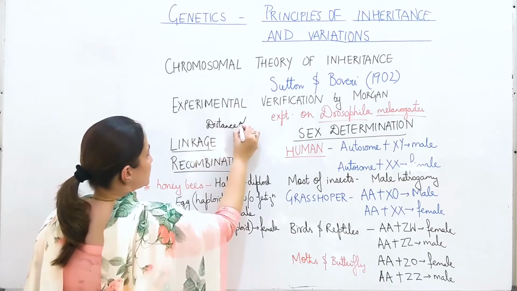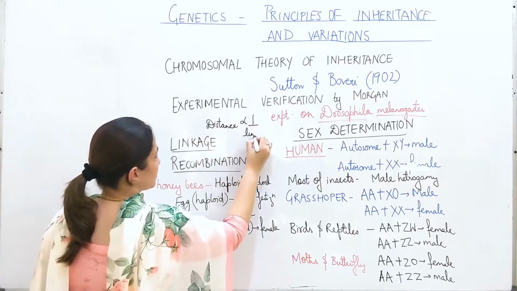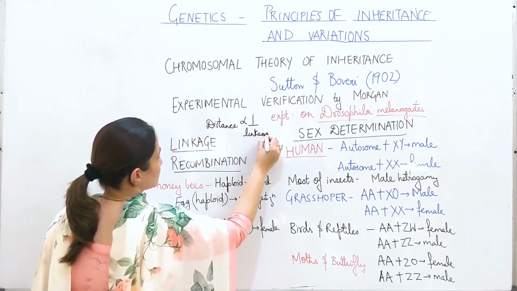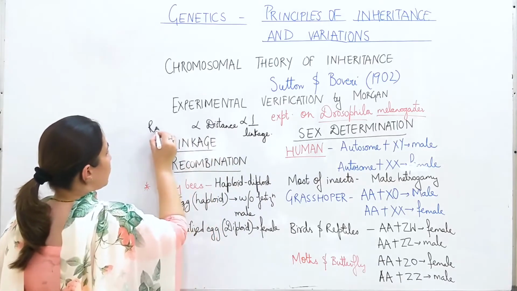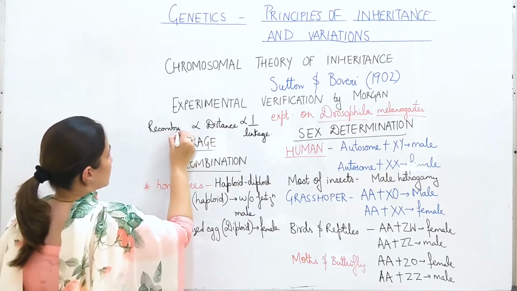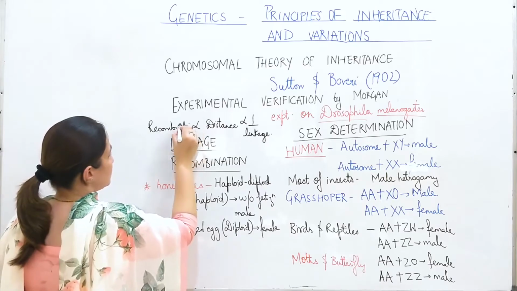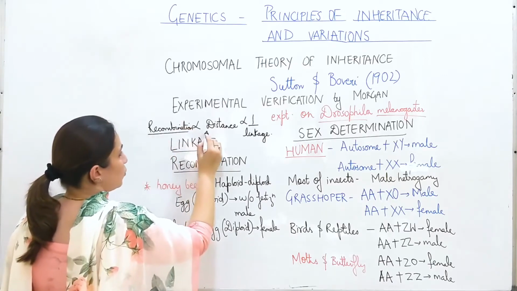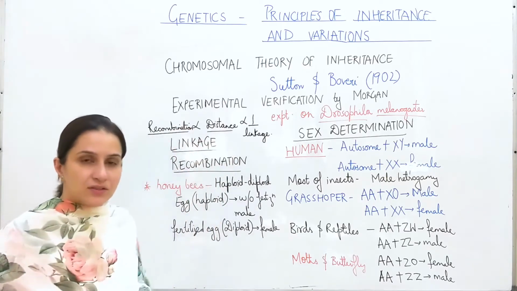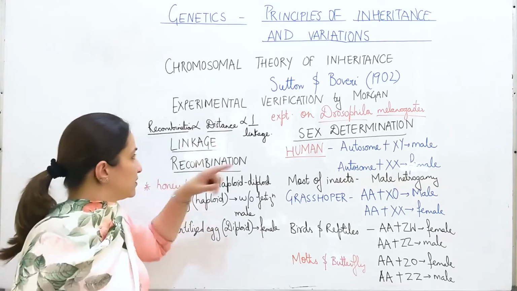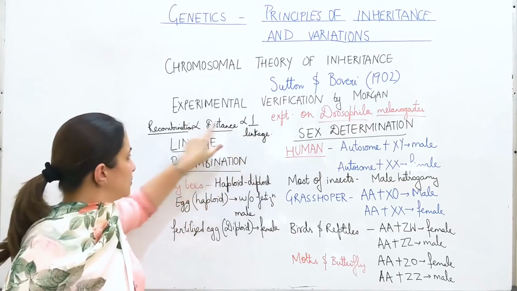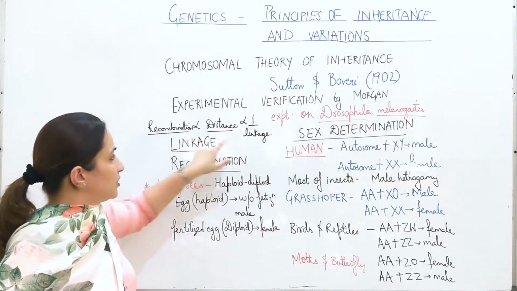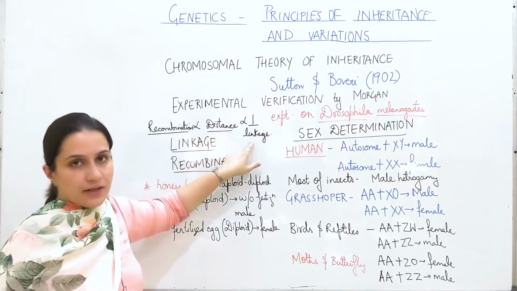More the distance, less is the linkage. More is the distance, more is the recombination. That means more recombinants are formed if the distance is more. But if the distance is more, the linkage will be less. Okay? So I've just now given you a relationship between recombination and linkage, distance and linkage.